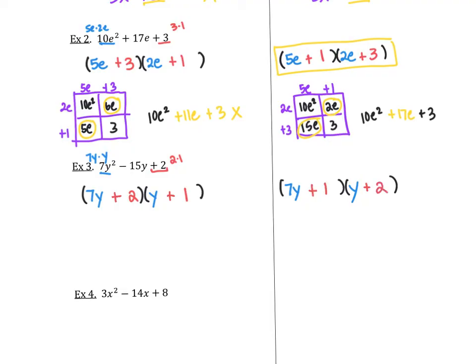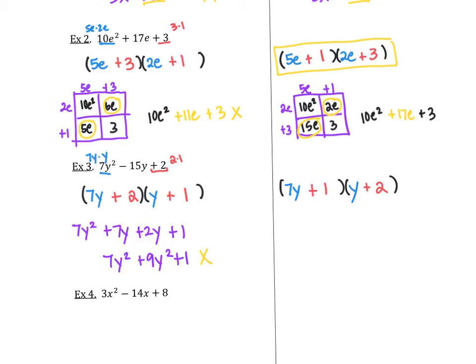Okay, let's see. I'm going to distribute this time. So 7y times y, 7y to the second, 7y times 1, 7y plus 2 times y, plus 2 times 1, 7y to the second plus 9y plus 1. Is that what I wanted? It is not. Okay, fail. Next one.